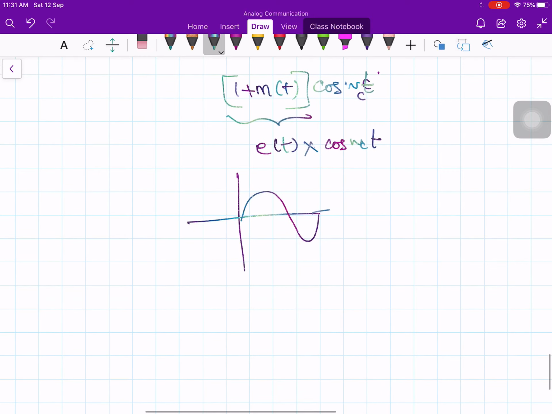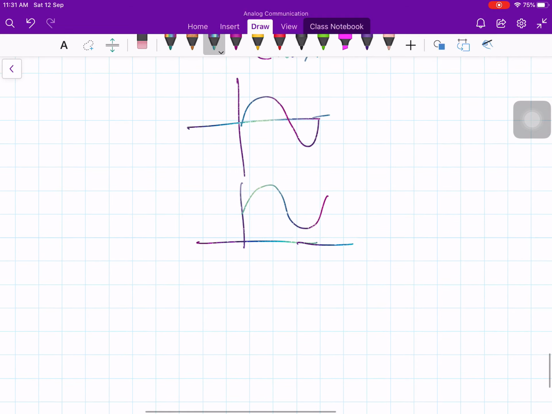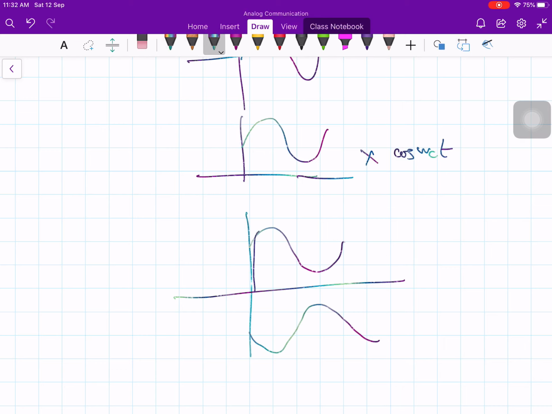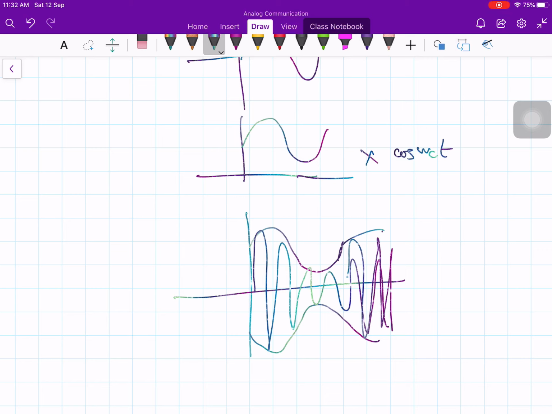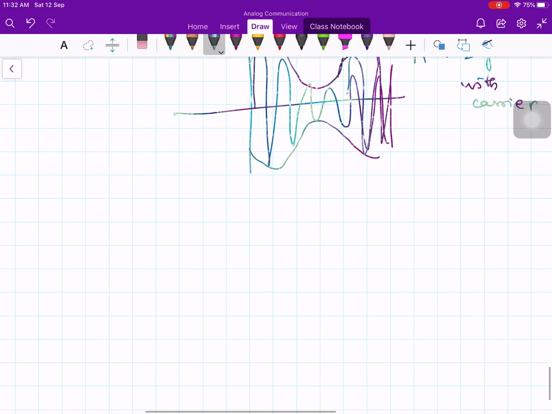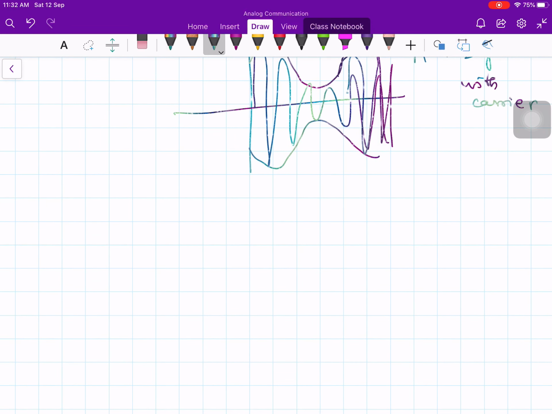Let us say if you add 1, then it will be like this. It is shifted up, it is not crossing 0. Then you are multiplying this with the cos omega ct. Therefore now what happens? It is like this, like this. So this is your AM signal, AM signal with the carrier. So that is the difference between AM with carrier and without carrier.